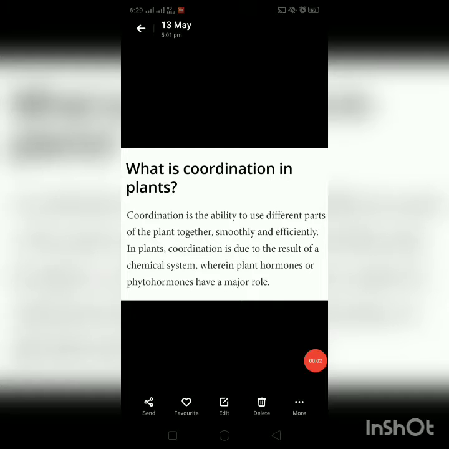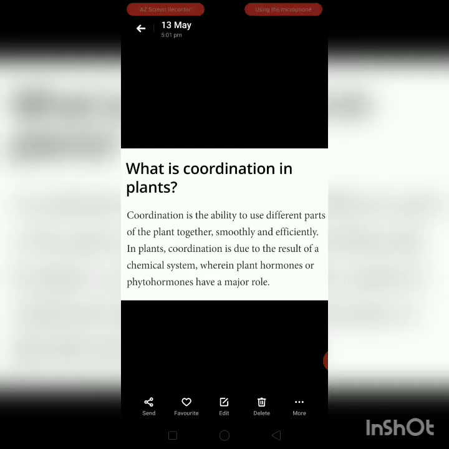What is coordination in plants? Coordination is the ability to use different parts of the plants together smoothly and efficiently. In plants, coordination is the result of a chemical system wherein plant hormones, or phytohormones, have a major role. So, what does coordination mean?